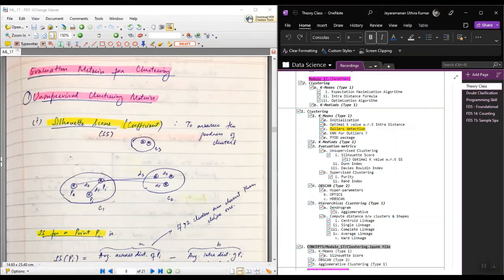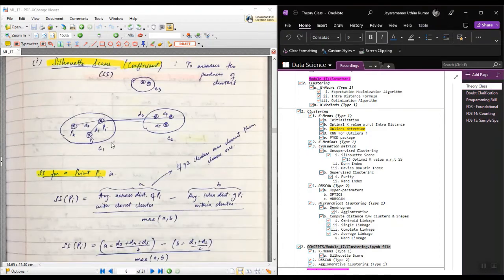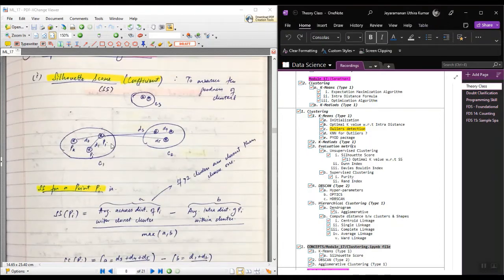One of the famous unsupervised clustering metrics is the silhouette score. It's basically a coefficient; we will refer to silhouette score as SS. This measures the goodness of the clusters, right? So how do we calculate the silhouette score? The silhouette score for a point, let's say pi, is based on the average across distance of pi to the closest cluster. So this pi belongs to C1, and there is a closest cluster C2, and there is another one, C3. The closest cluster to this pi, which is in C1, is C2, right?